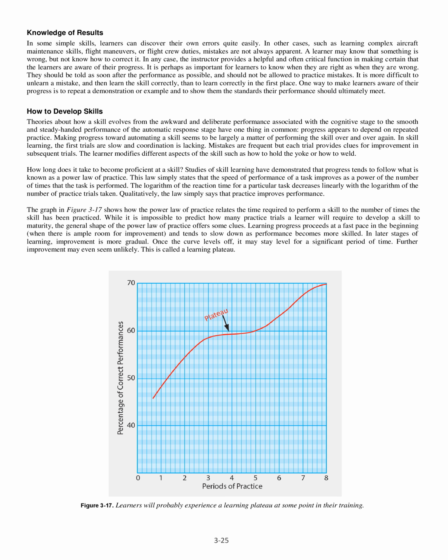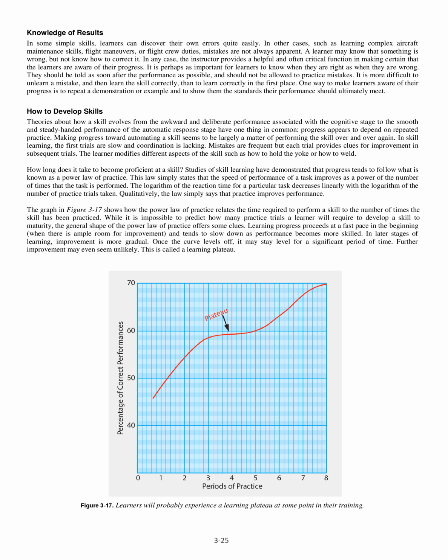How to develop skills. Theories about how a skill evolves from the awkward and deliberate performance associated with the cognitive stage to the smooth and steady-handed performance of the automatic response stage have one thing in common: progress appears to depend on repeated practice. Making progress toward automating a skill seems to be largely a matter of performing the skill over and over again. In skill learning, the first trials are slow and coordination is lacking. Mistakes are frequent, but each trial provides clues for improvement in subsequent trials. The learner modifies different aspects of the skill, such as how to hold the yoke or how to weld.